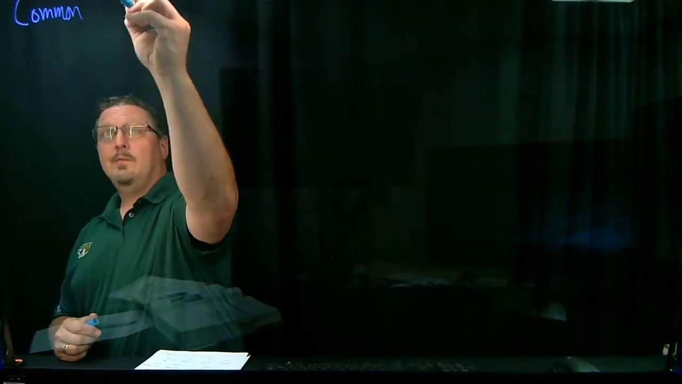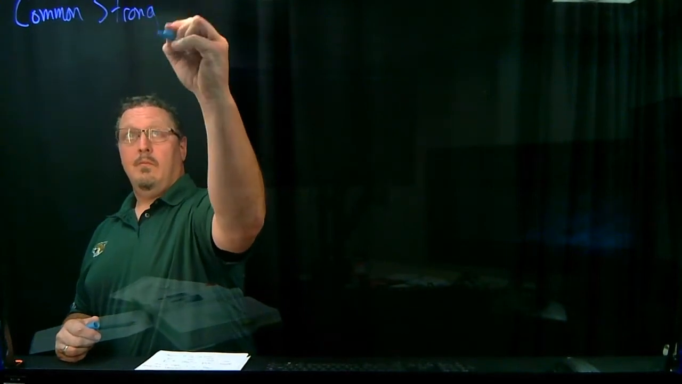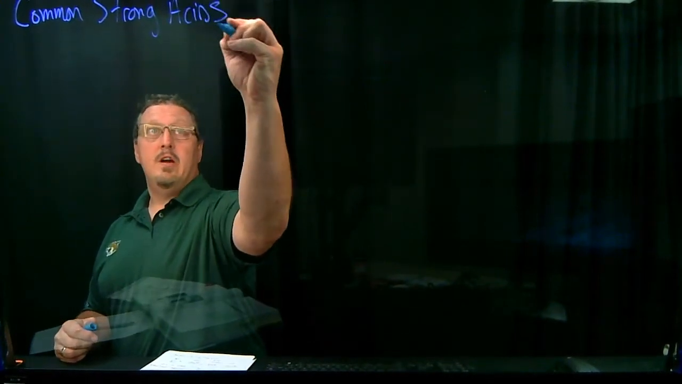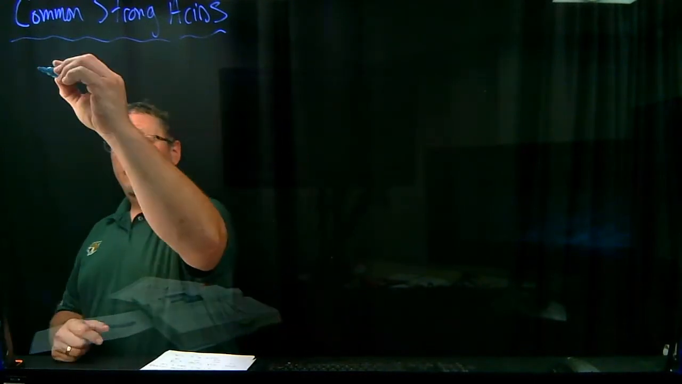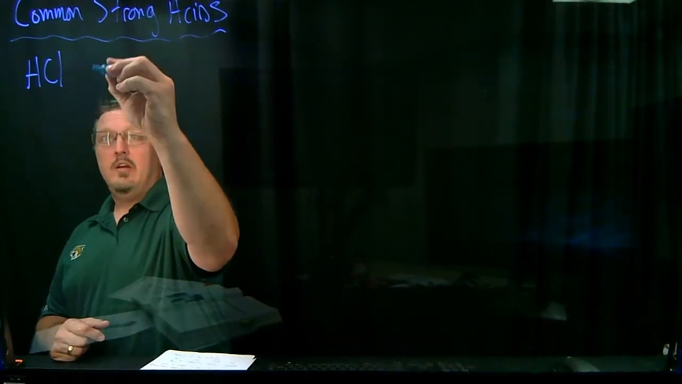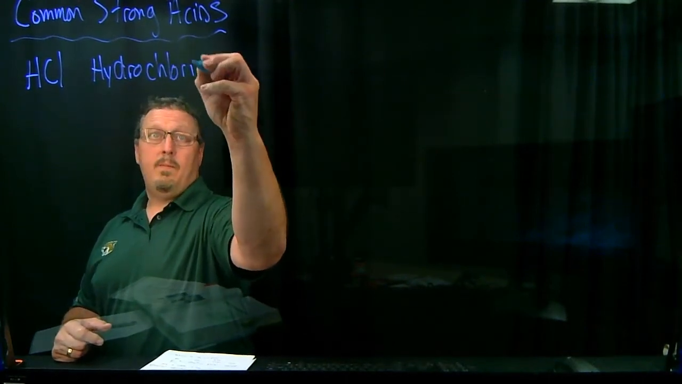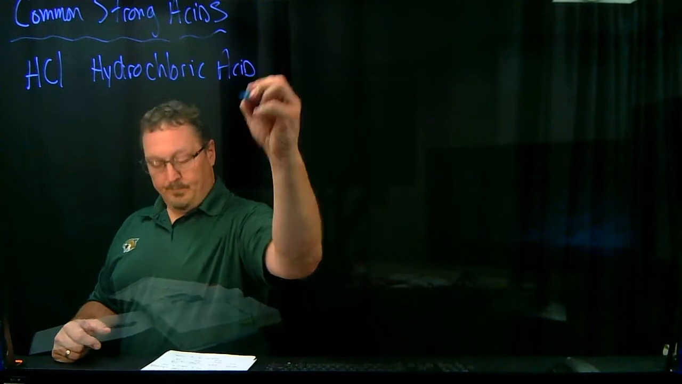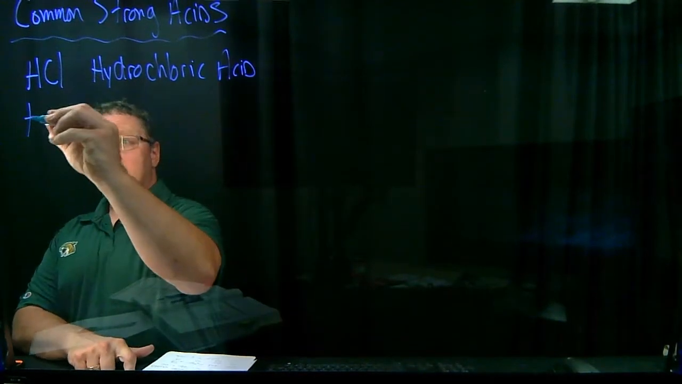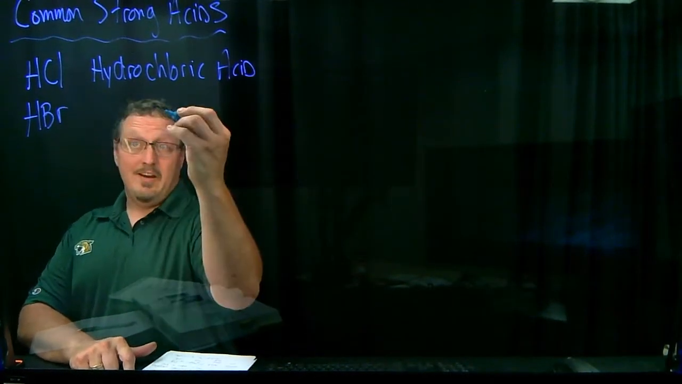Now, we have a list of common strong acids that I want you to know. Here they are. Your common strong acids are going to be HCl, and that is hydrochloric acid. HBr is hydrobromic acid.